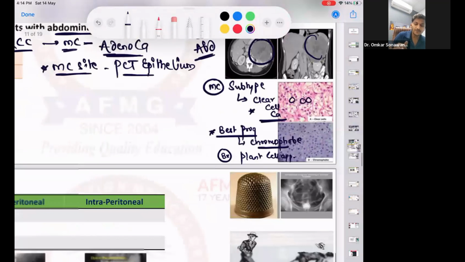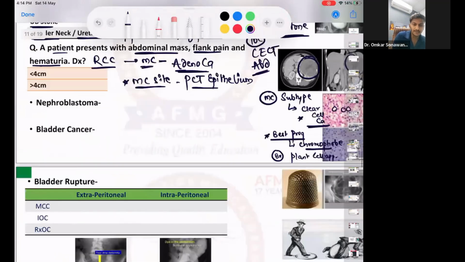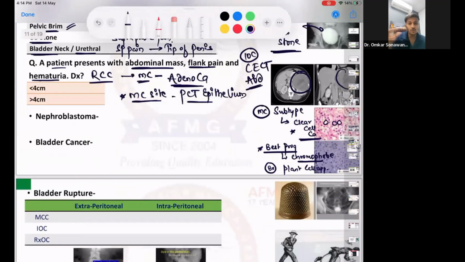Now, what is the treatment of choice? Quickly. I told you the investigation, CECT. If you remove the tumor, after that you perform the biopsy. You will ask, sir, how was the biopsy done? After you resect the tumor, then you perform a biopsy.